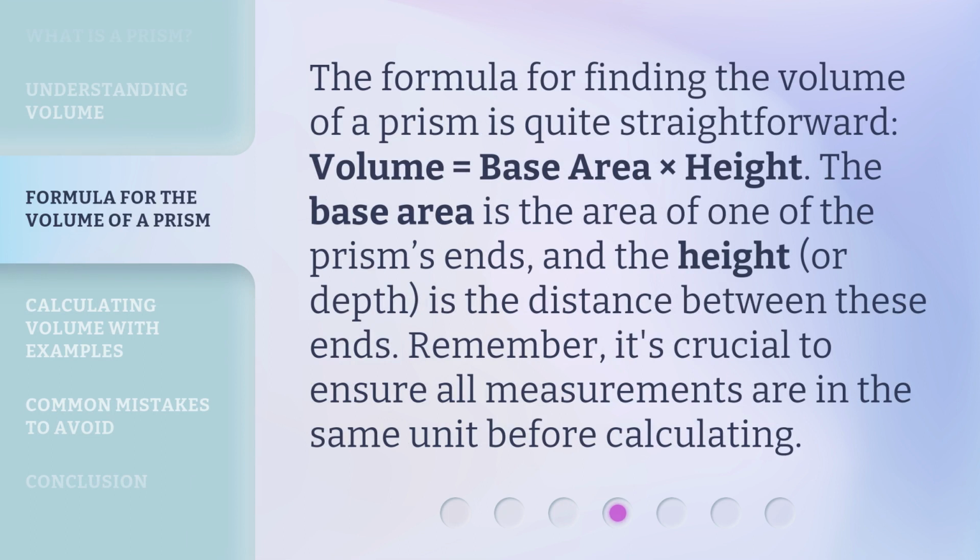The formula for finding the volume of a prism is quite straightforward. Volume equals base area times height. The base area is the area of one of the prism's ends, and the height, or depth, is the distance between these ends. Remember, it's crucial to ensure all measurements are in the same unit before calculating.